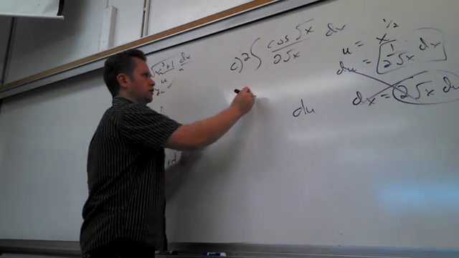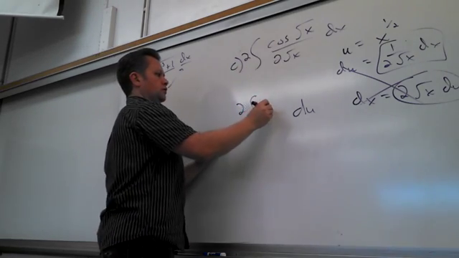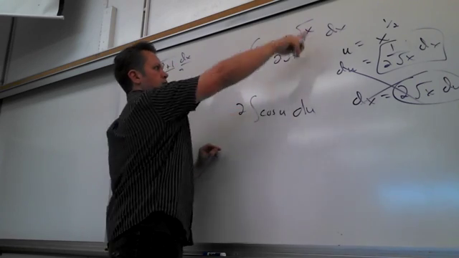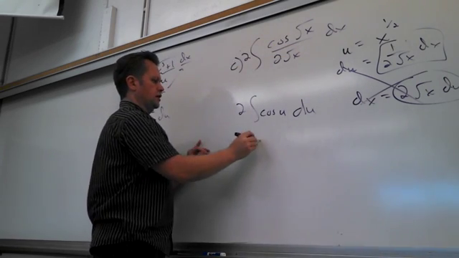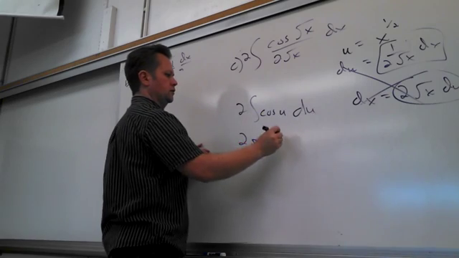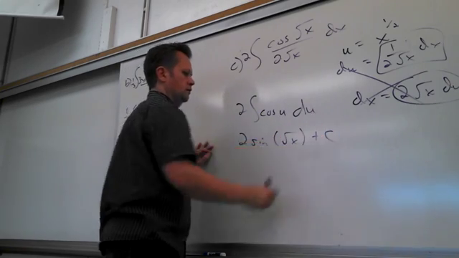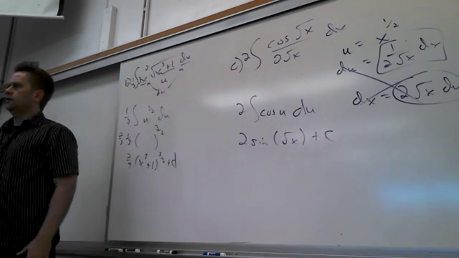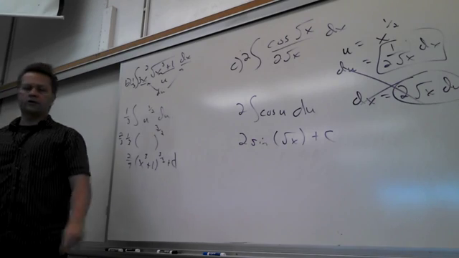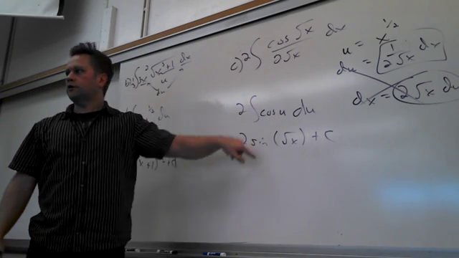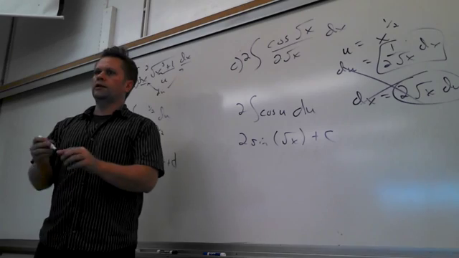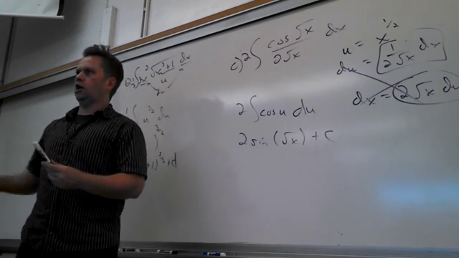So I have 2 integral cosine of u, because everything else is du. So you get 2 sine u, and u was rad x. No negative sign, right? Derivative of sine is cosine, and the integral of cosine is sine. And that's that changing gears thing.